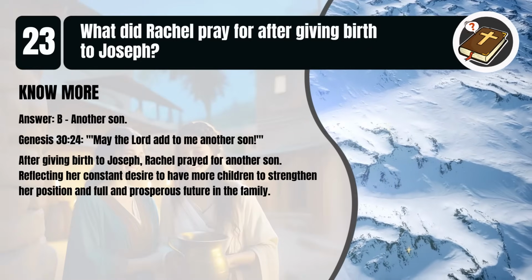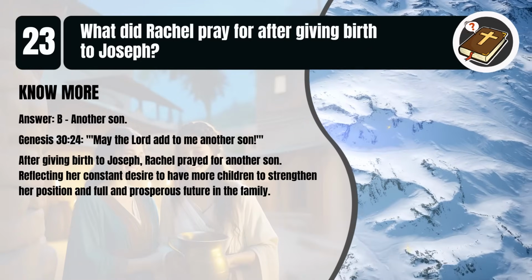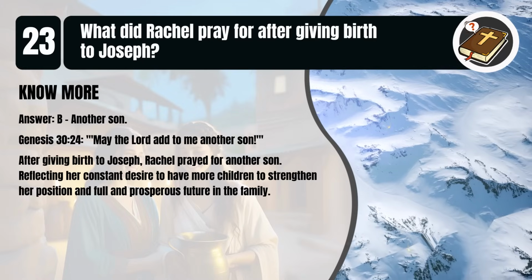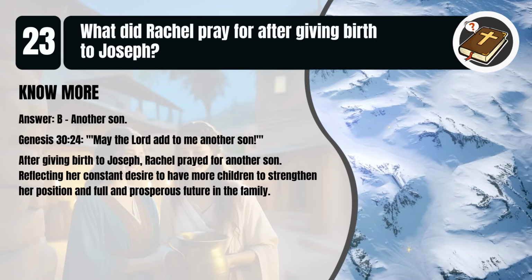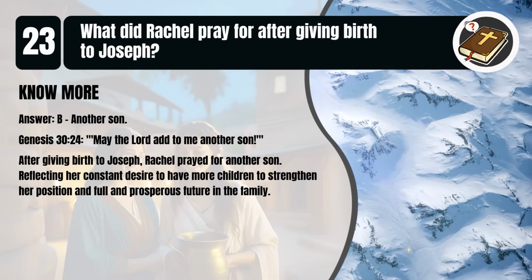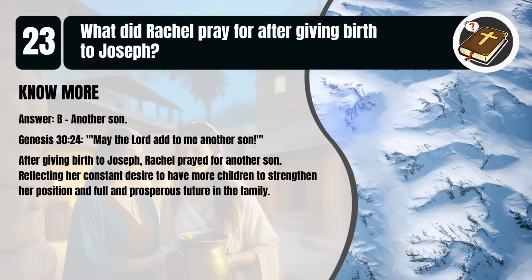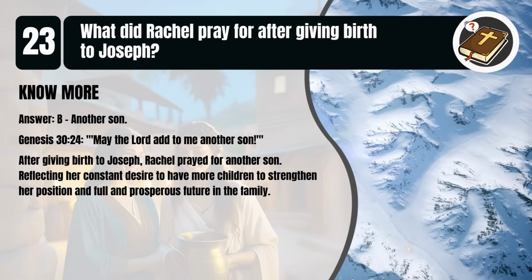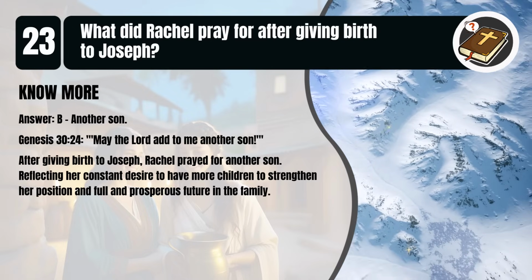That's B. Another son. Genesis chapter 30, verse 24. "May the Lord add to me another son." After giving birth to Joseph, Rachel prayed for another son, reflecting her constant desire to have more children to strengthen her position and a full and prosperous future in the family.